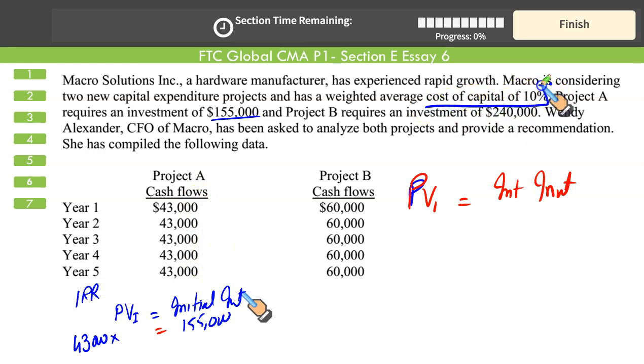Don't take the cost of capital. We are not discounting. We are finding IRR. Remember, what you will do is write the annuity factor for 5 years at a certain rate which we do not know. This is the rate that we have to calculate. If you make annuity factor AF the subject of the equation, AF is equal to 155 divided by 43,000. Gentlemen, this is how you find IRR without using any financial calculator. 155,000 divided by 43,000 is 3.604. Calculate it.